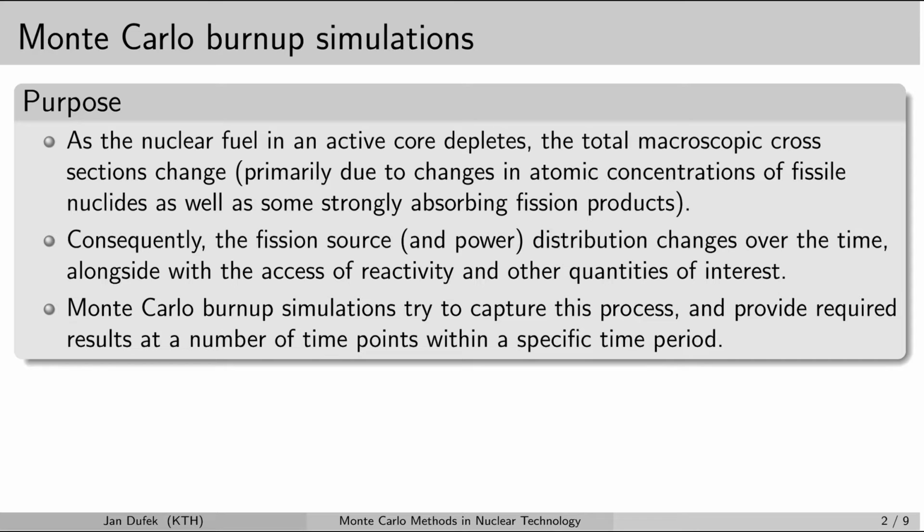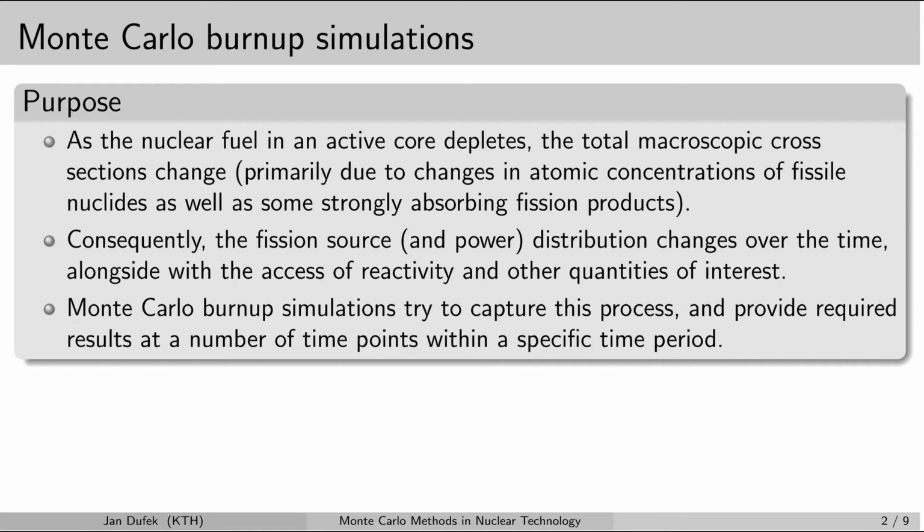So the atomic concentrations of various nuclides are affected, and this will affect the total macroscopic cross-sections of different materials in the system. Since the total macroscopic cross-sections are changing over time, we know that also the fission source distribution, and therefore the power distribution in the system, also change over time.